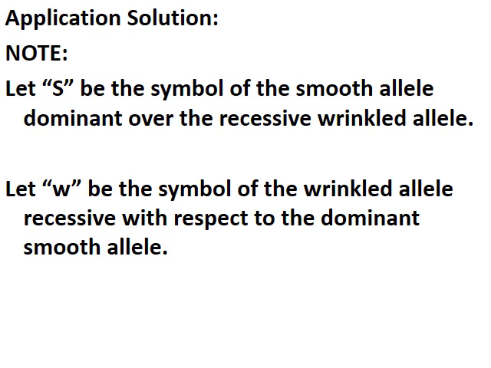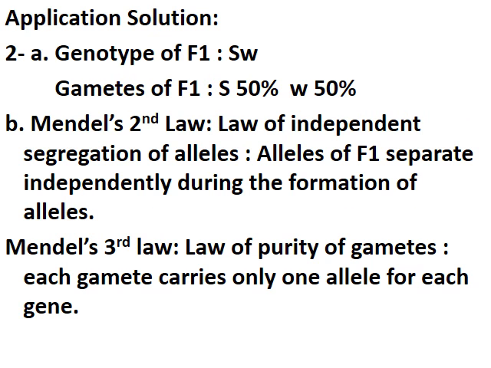Note here that S is the symbol of the smooth allele, which is dominant over the recessive wrinkled allele, and let W small be the symbol of the wrinkled recessive allele with respect to the smooth dominant one. Moving to part 2, the phenotype, genotype, gametes. The genotype of F1 is SW, so the gametes are going to be 50% S and 50% W.